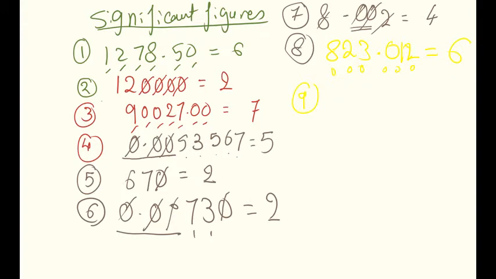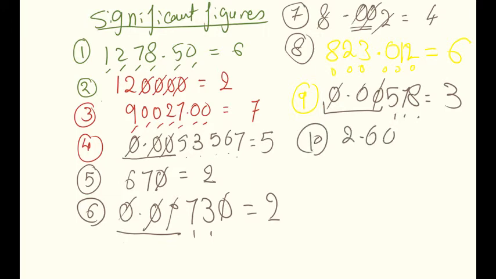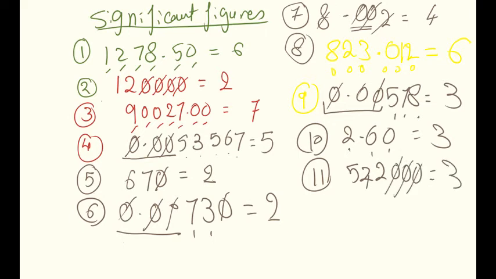Number 9: 0.00578. 1, 2, 3, 3 significant figures. We ignore those zeros and we count the non-zero numbers. Number 10: 2.60. 1, 2, 3, 3 significant figures. Number 11: 542.000. All those zeros are non-significant, so here we have 3 significant figures.